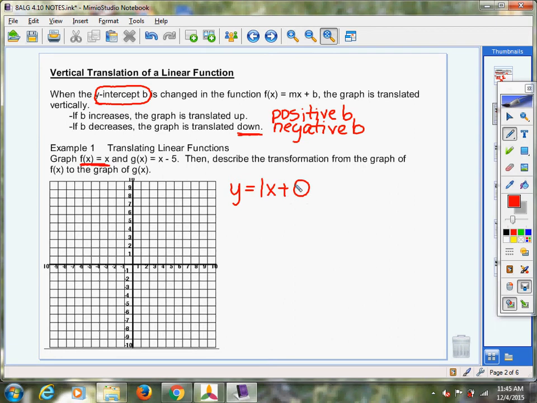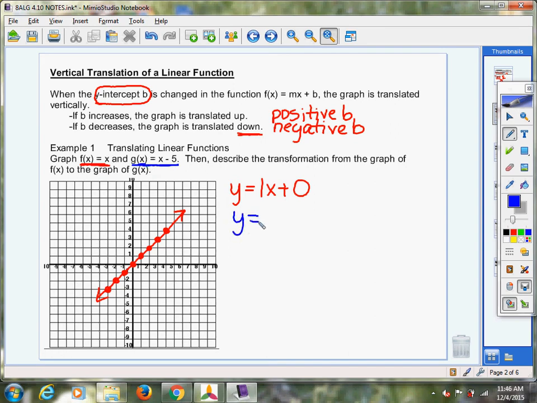It's going to go through the origin, and we're just going to go up 1, right 1, up 1, right 1, or down 1, left 1, down 1, left 1. And there's our line. That's y equals x, or f of x is equal to x. Let me change colors. Let's go to blue. I'm now going to do g of x, which is x minus 5.